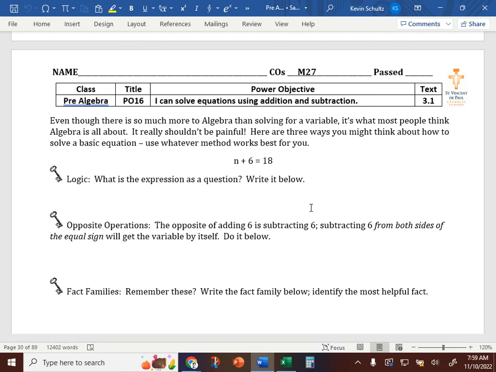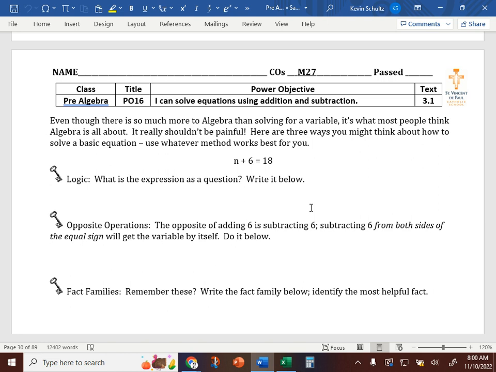We are finally to the equation solving part of the unit. We spent the first half of the unit looking at expressions, looking at variables, plugging in values for a variable, checking to see if a solution works in an equation, how to cheat in math when solving equations, right? But now we're finally to the actual solving part. And this is where it all begins. N plus 6 equals 18.